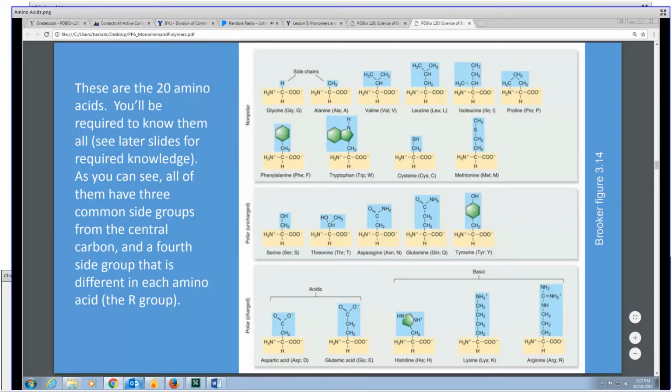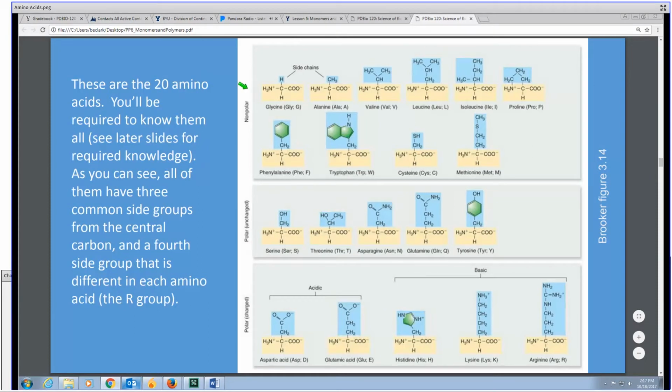And while I have this chart pulled up, I want to point out that there are 3 groups used to categorize amino acids. The nonpolar groups you see with the carbon hydrogens, there's a lot of those carbon-hydrogen bonds. And when you see a lot of those, it means that this molecule is nonpolar and it does not like to interact with water, so it would be hydrophobic.